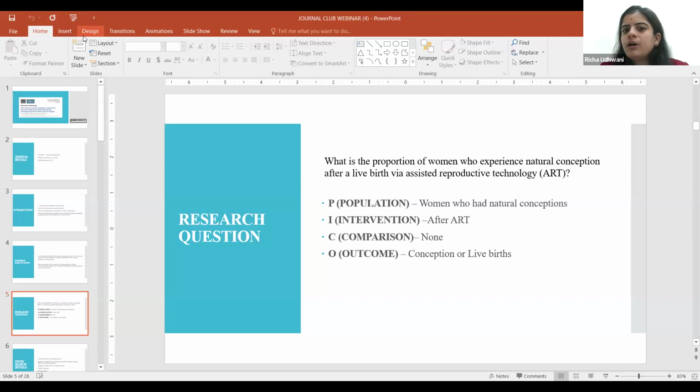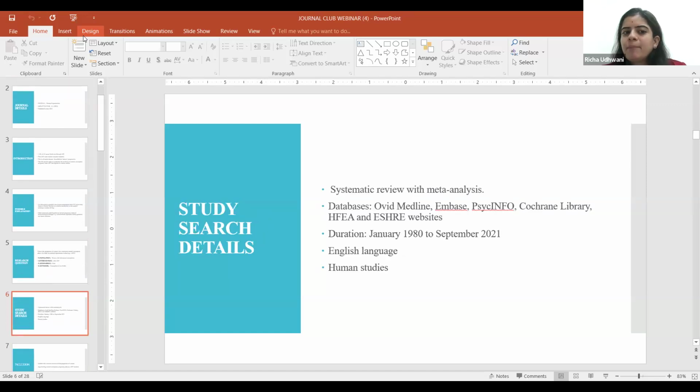The research question put forward concerned women who had a natural conception after ART, and the outcome measured was conception or a live birth. Coming to the study search details, this was a systematic review with meta-analysis. The databases used were Ovid Medline, Embase, PsycInfo, Cochrane Library, and the HFEA and HRA websites. These were searched from January 1980 to September 2021, in English language for human studies.